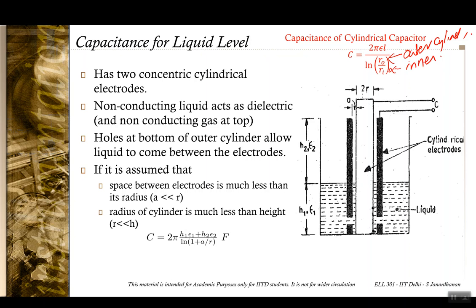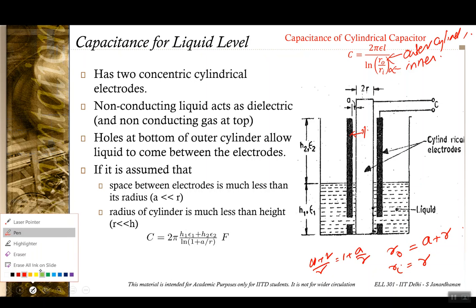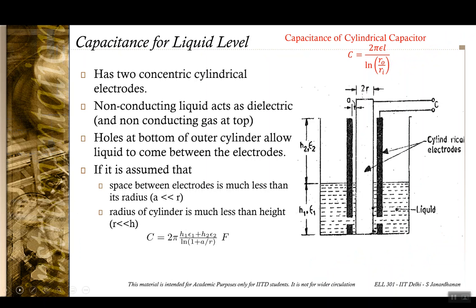In this particular case, Ri is just this R, and Ro is A plus R. You see that the outer cylinder's radius is A plus R. So Ro by Ri can be written as A plus R by R, which is 1 plus A by R. Overall, the capacitance is 2 pi epsilon L divided by natural log of A plus R by R.